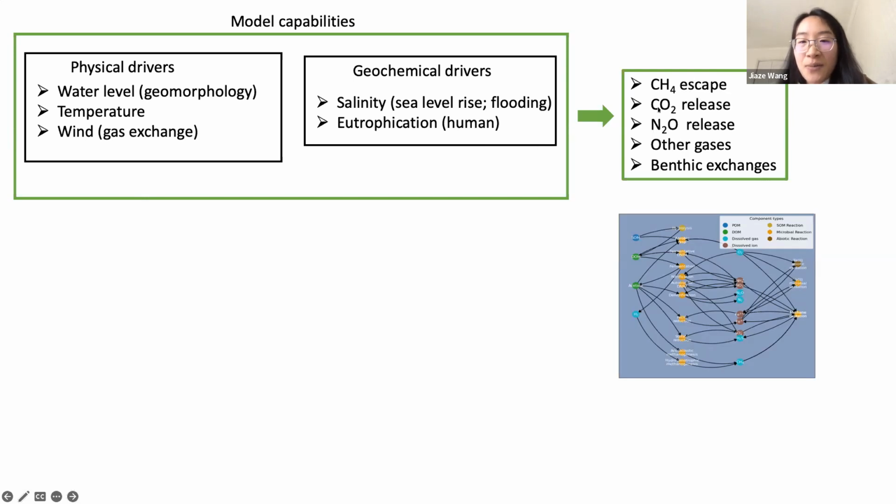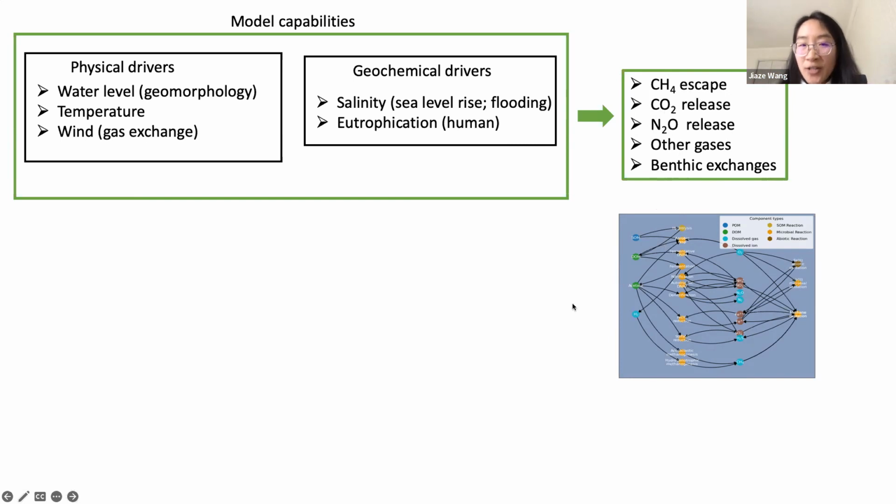So this is a bunch of gases, like greenhouse gases produced in the model, and also other gases, and also benthic exchange, like how the DOM exchanges with overlying water. It's all information that can be produced by the model.